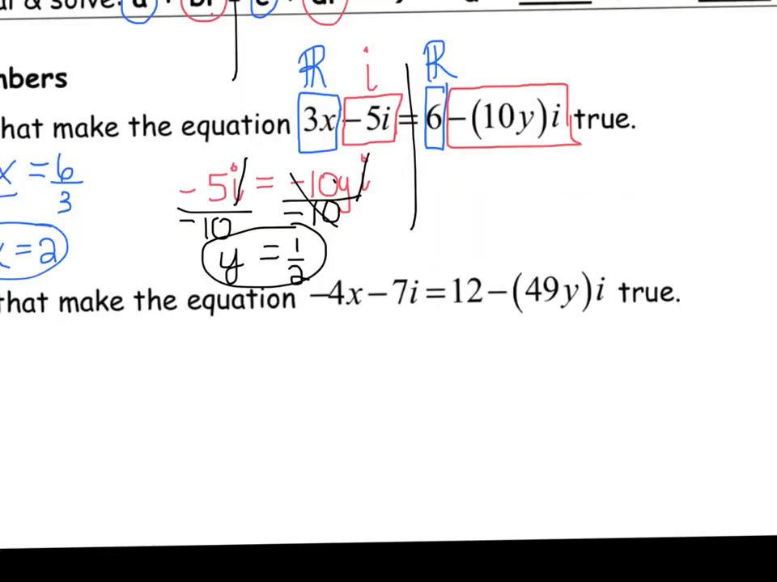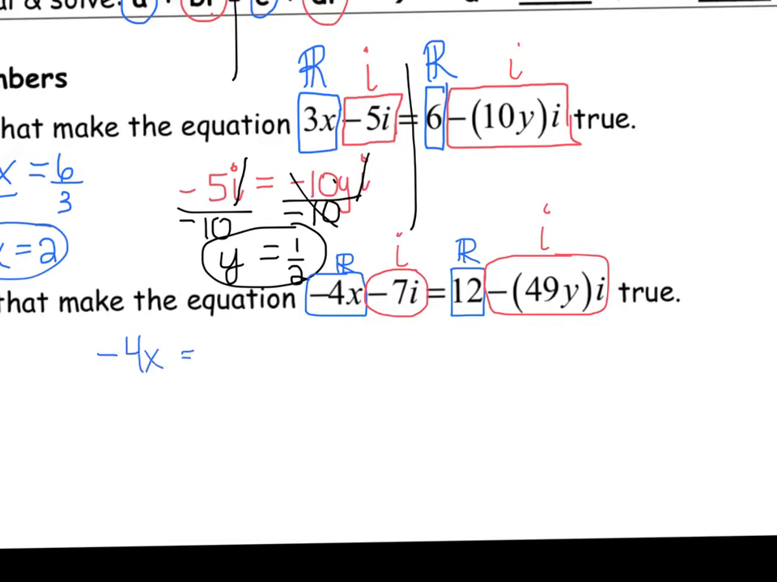See if you can go ahead and label the real parts and the imaginary parts in example B. If you labeled like this, you are correct. Now let's set the blue numbers equal to each other. Negative 4x equals 12. So you should get x equals negative 3.